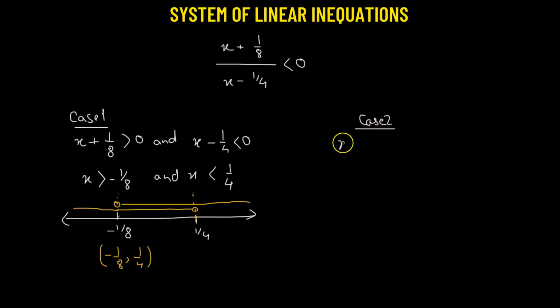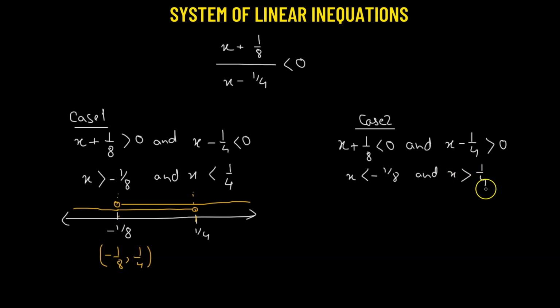In case number 2, we'll consider the numerator, which is x + 1/8, to be less than 0, a negative number, and the denominator, which is x − 1/4, to be a positive number. So now we have a negative number divided by a positive number, which is again negative, and it's going to satisfy our linear inequality. Right, so let's solve this. We have x less than −1/8 and x greater than 1/4.